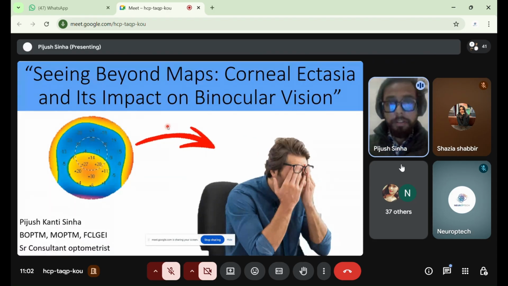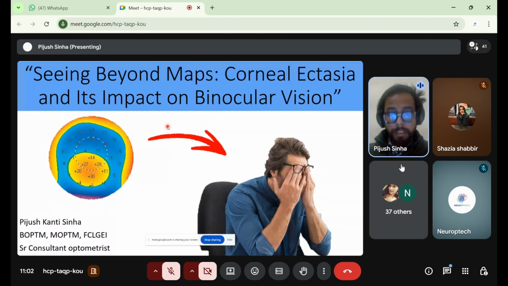My name is Pijush Kanti. I'm an optometrist and a vision therapist. So today I'm going to talk about something that we often encounter but do not label correctly. Often we get patients with corneal ectasia which is stable, but even after that, the patient has complaints. So today we are going to understand what happens to binocular vision in patients with corneal ectasia. This is why the title given is Seeing Beyond Maps, Corneal Ectasia and its Impact on Binocular Vision.